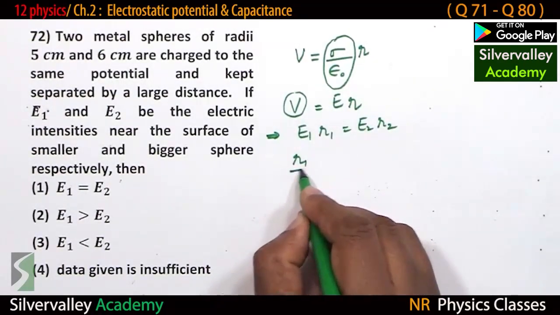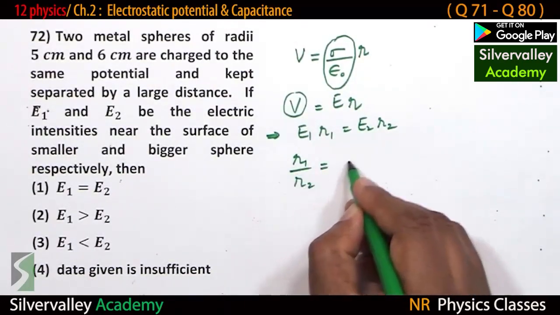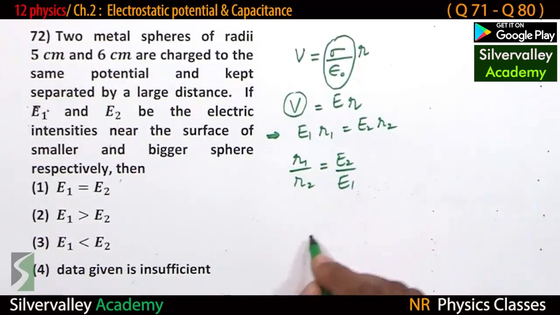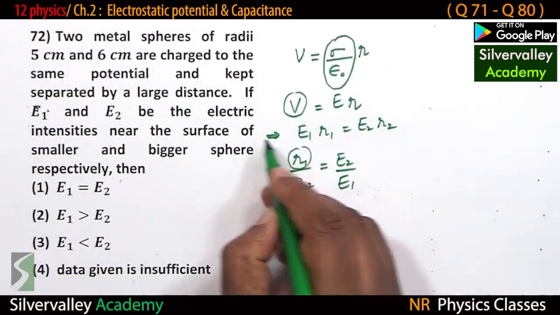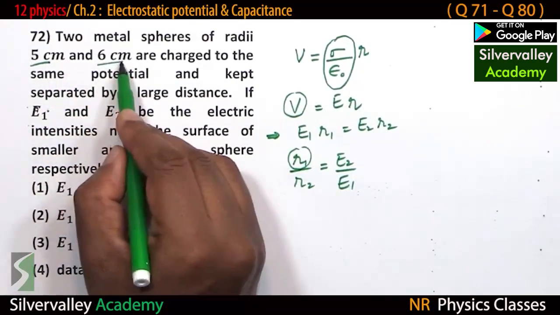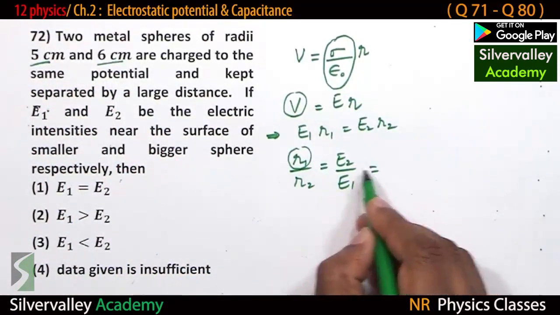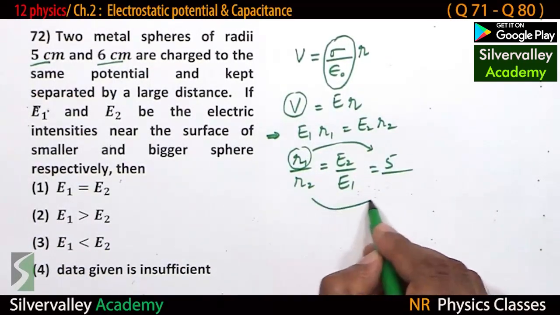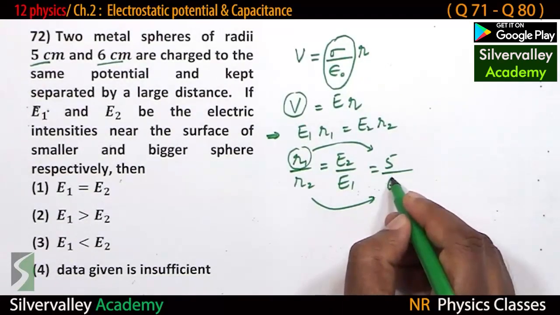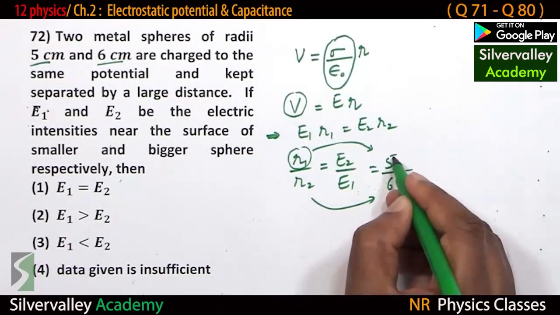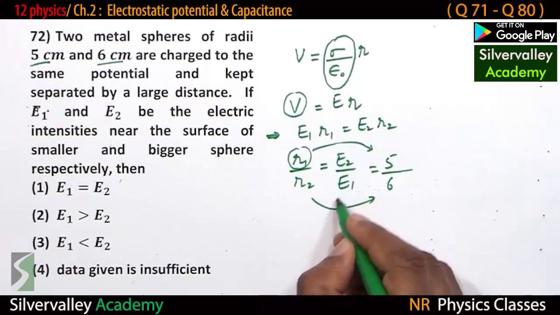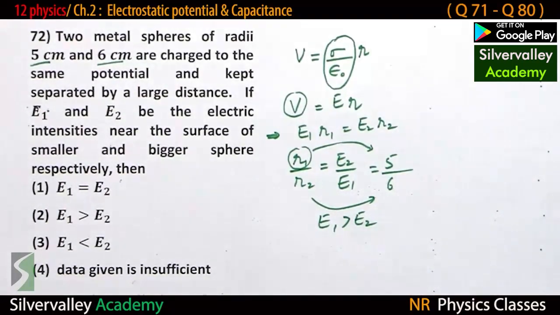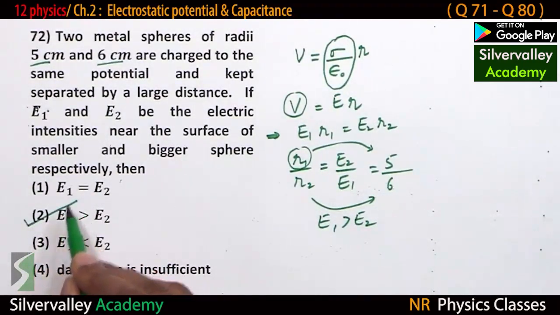Let us find R1 by R2. R1 by R2 equals E2 by E1. But what is R1? R1 is 5 centimeter, R2 is 6. So 6 is greater than 5, the denominator is greater than the numerator, therefore E1 should be greater than E2. E1 greater than E2.